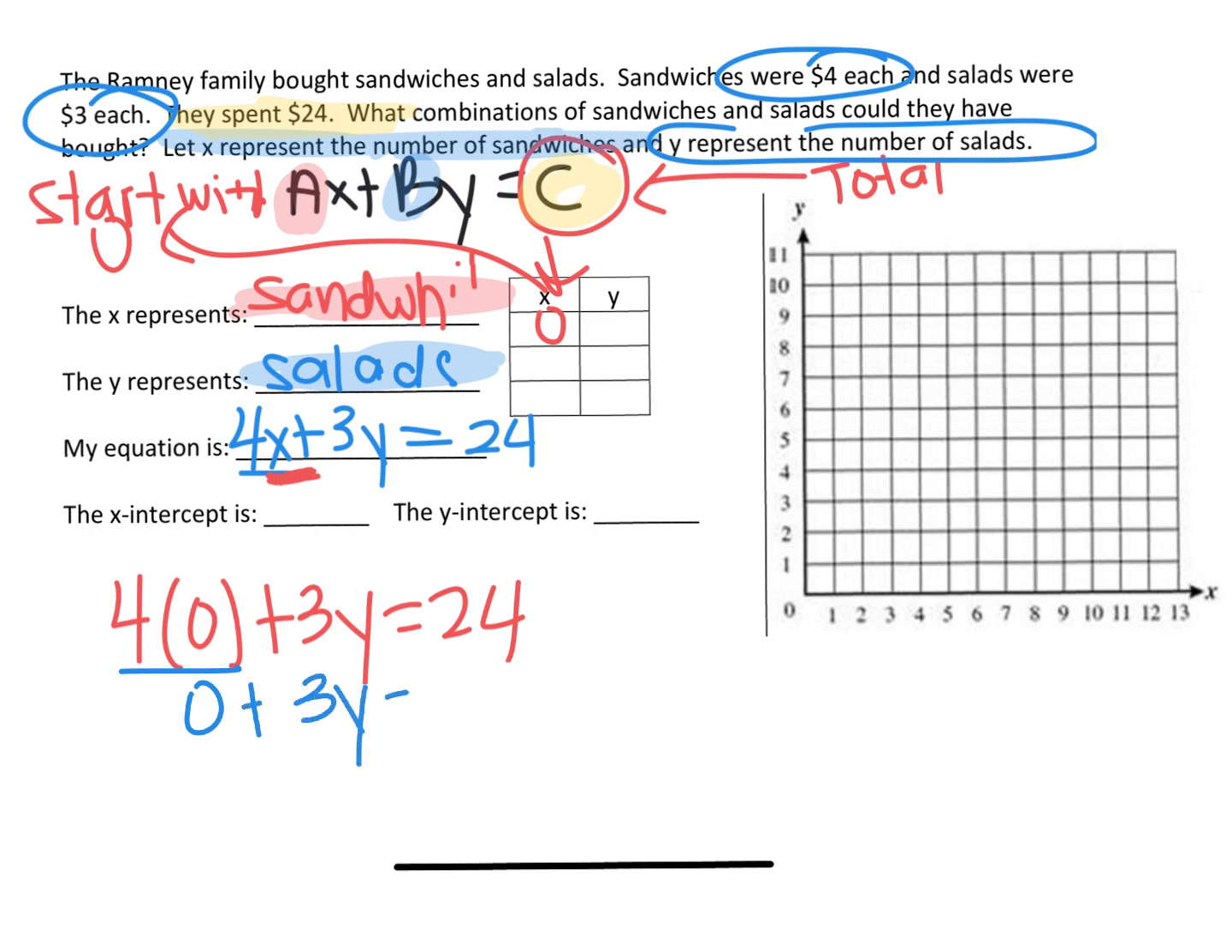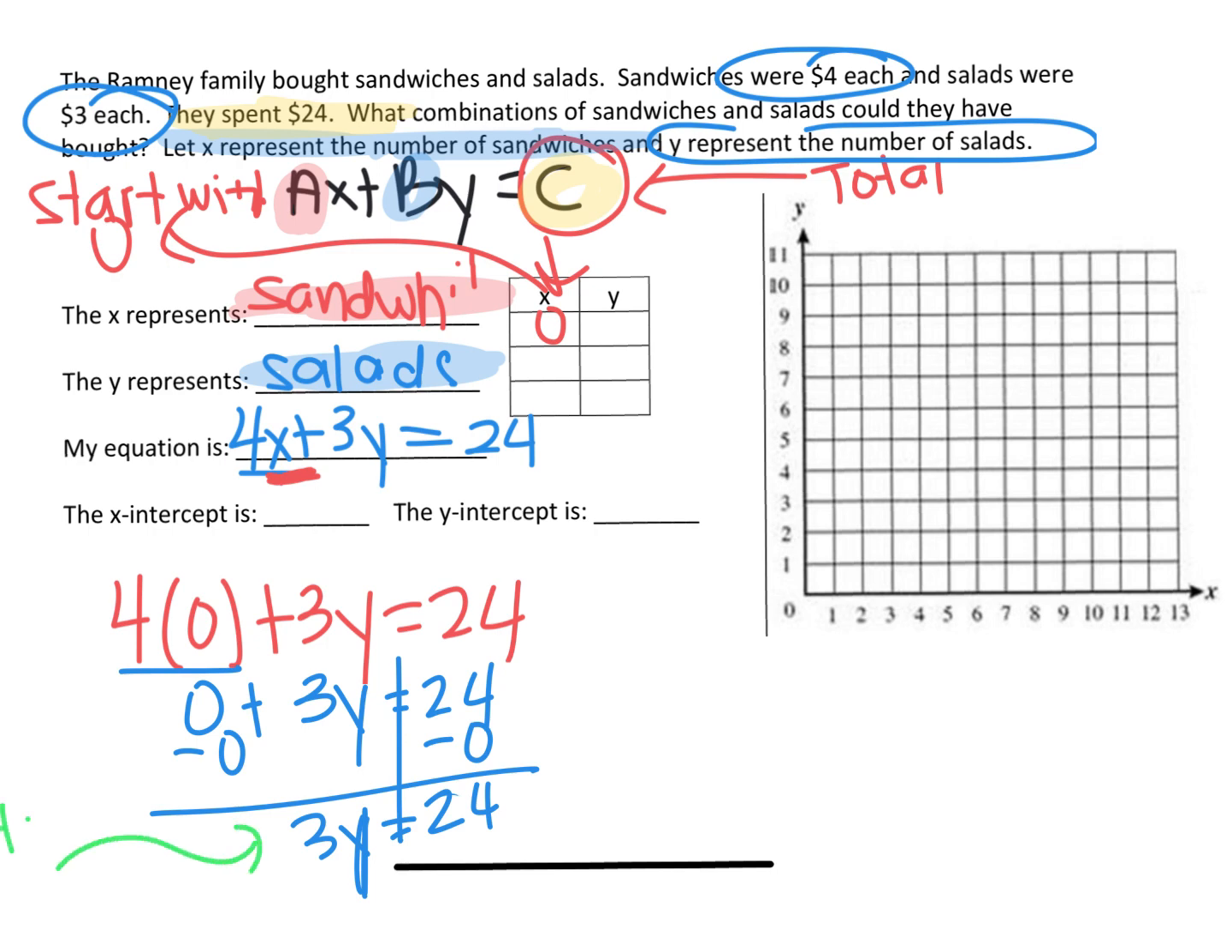I copy the rest of my problem. I'm going to minus 0. I didn't spend any money on sandwiches. So I'm subtracting 0. Many of us wouldn't need to do that, but I'm showing you. Now I have 3Y equals 24. This means times. 3 times Y.